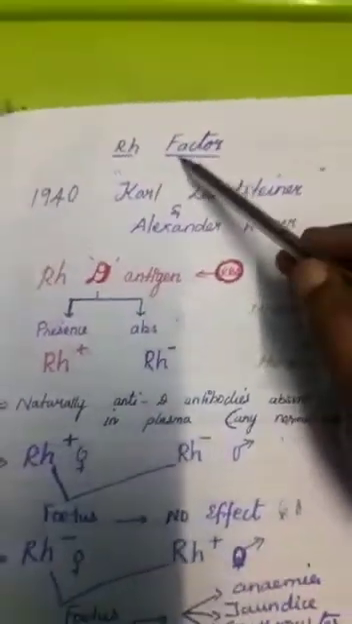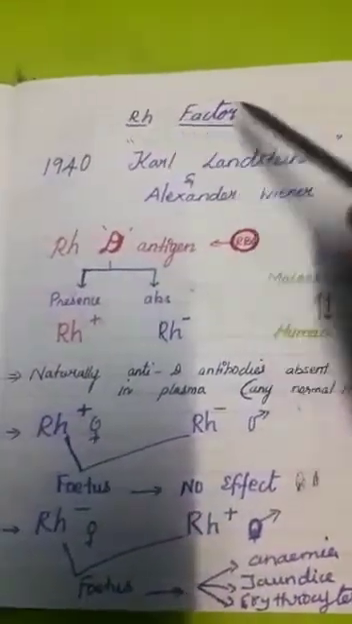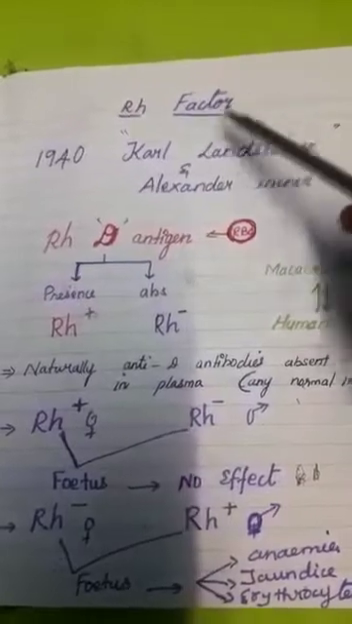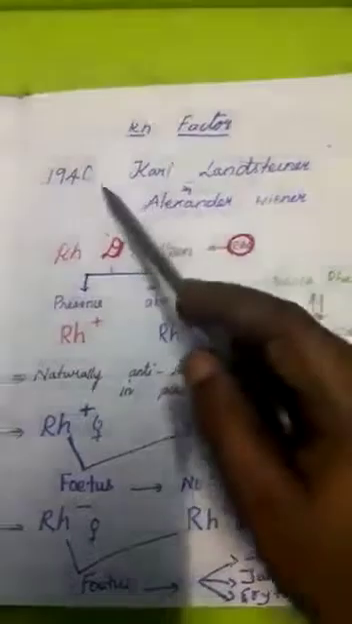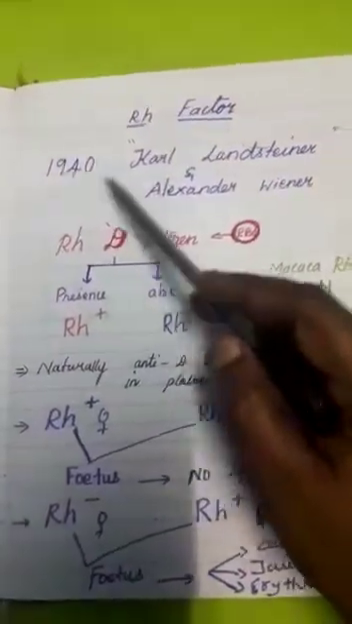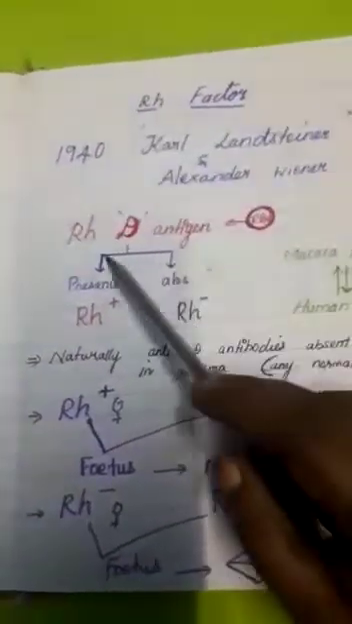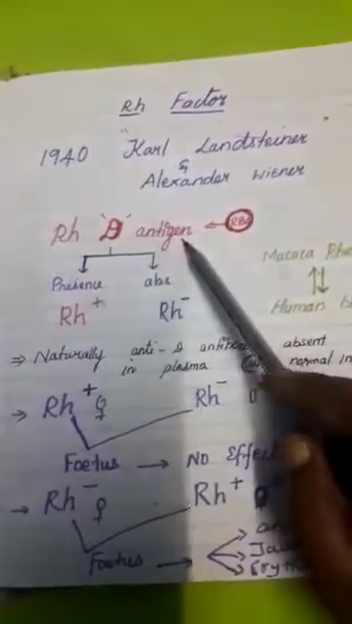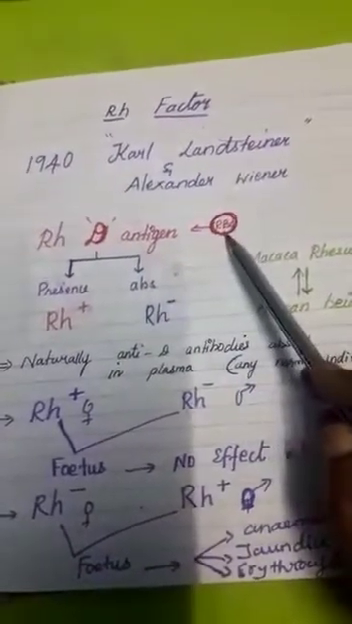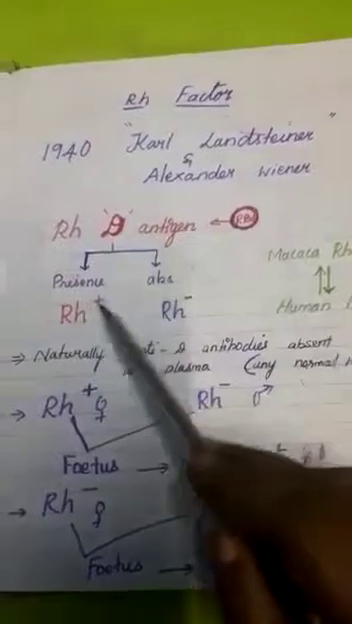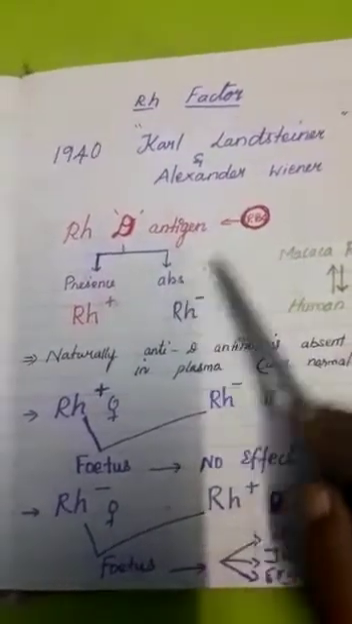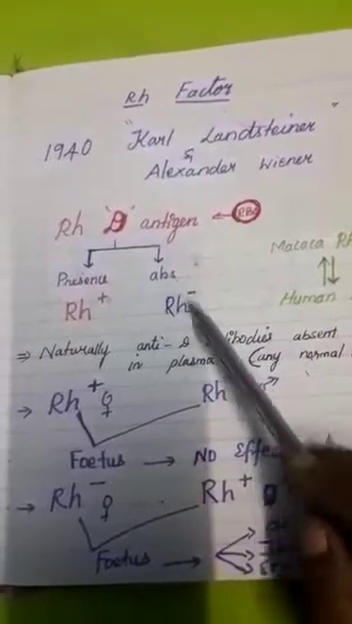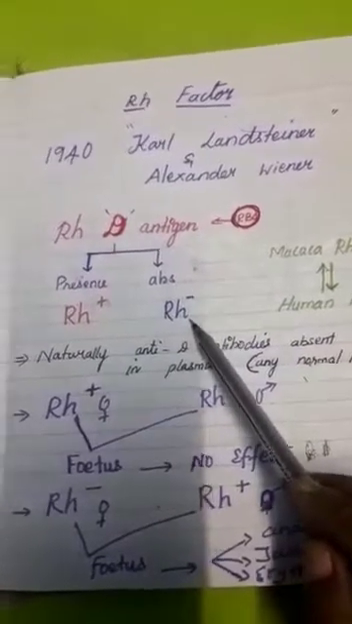Now we can see the topic Rh factor. The Rh factor is termed the Rh antigen. This factor was discovered by Karl Landsteiner and Alexander Wiener in 1940. The concept was that the RhD antigen is present on the RBC surface. Those who have Rh are called Rh positive individuals. Those who don't have this antigen are called Rh negative individuals.